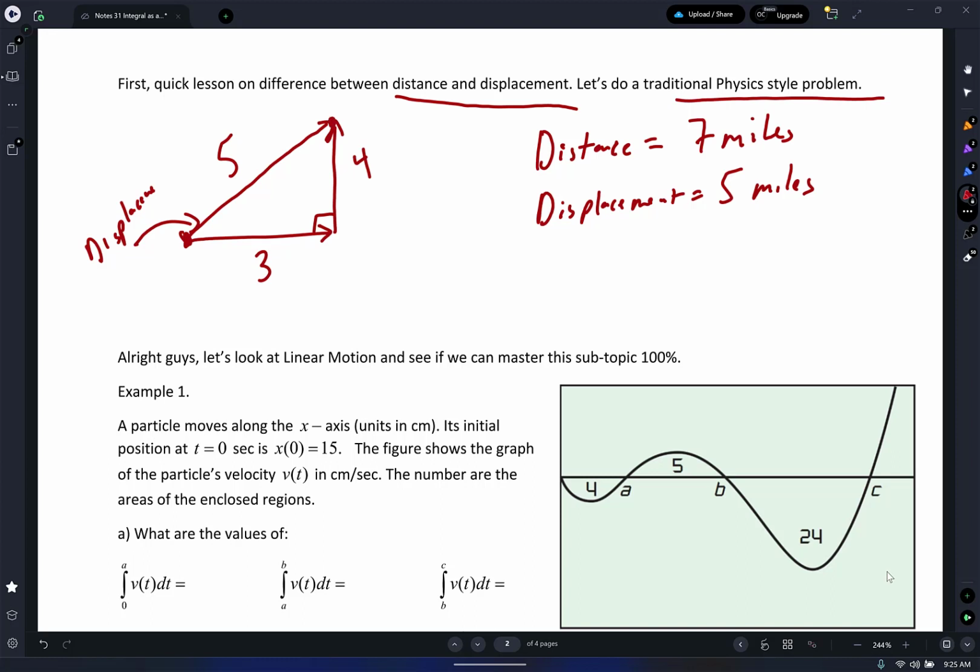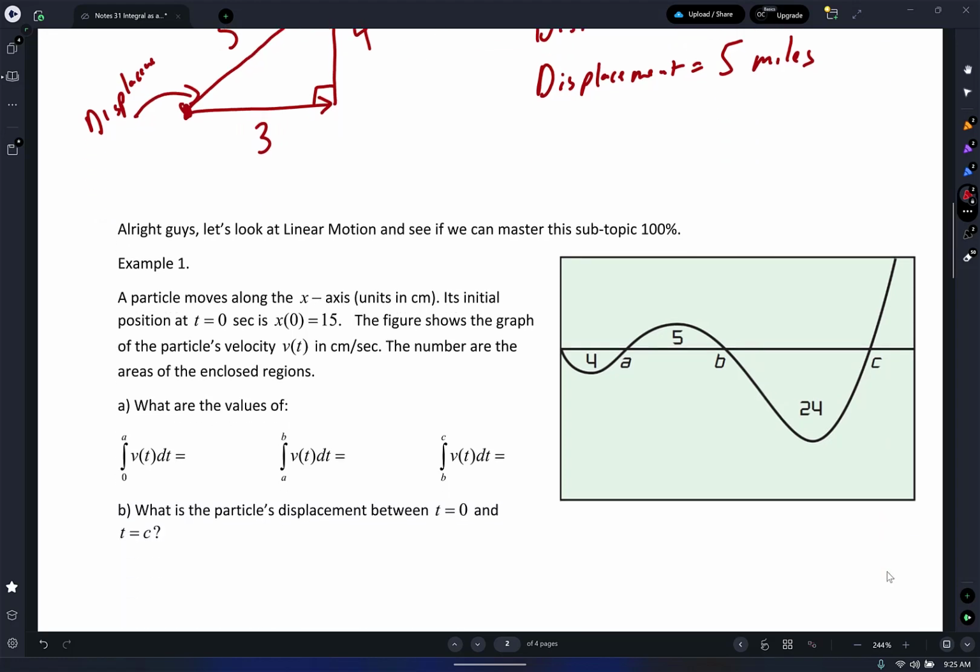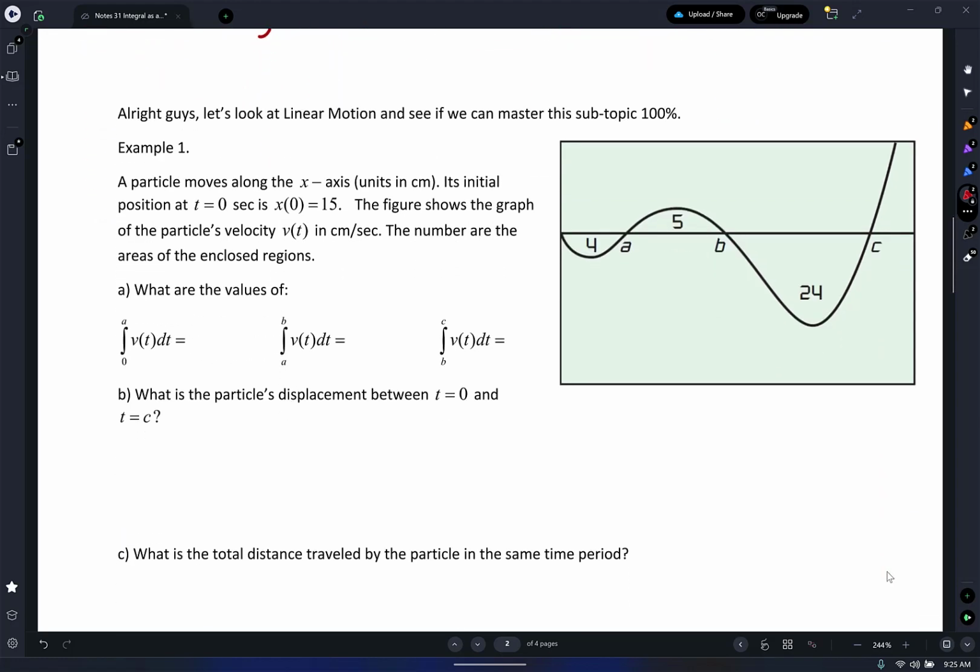So don't worry, this is kind of two-dimensional. We're going to just be talking about one-dimensional motion. So it might be even easier. Cool or not cool? Okay, so check this out. Here we go. We're going to go slow.